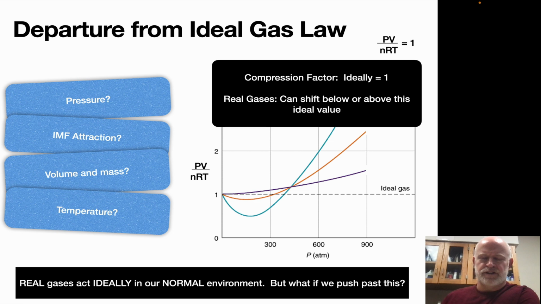Okay, my friends, in this video, we're going to talk about what happens when real gases don't act like the ideal gas law would predict, okay? So we're going to be dealing with things like pressure, IMF attraction, volume and mass, and temperature, and kind of how it works, all right?